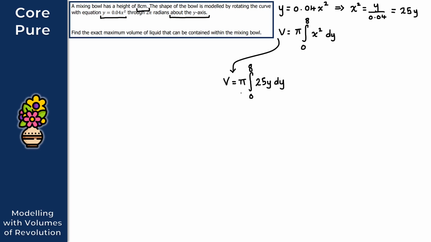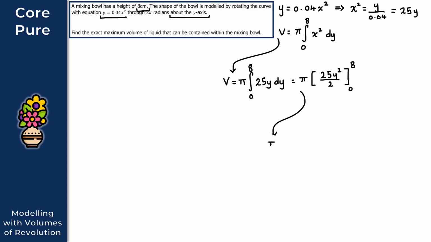To evaluate this integral, it's nice and straightforward, just basic A-level maths integration. So what do I get? I get pi times, we add 1 to the power and divide by the new power, so 25y squared all over 2. Again, don't forget the limits, from 0 to 8. Then to finish, all we need to do is substitute our limits: we start with the upper limit and then subtract the lower limit.